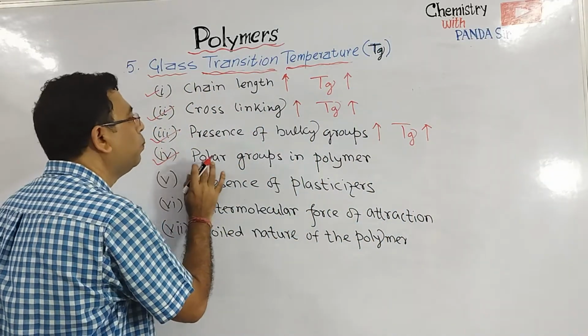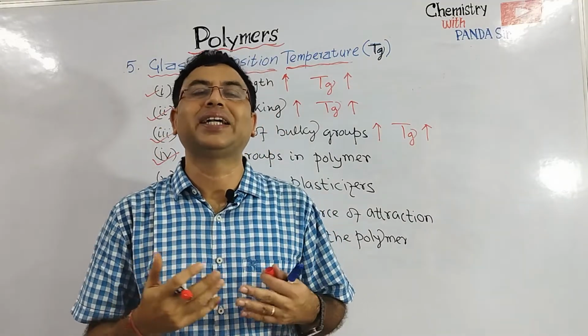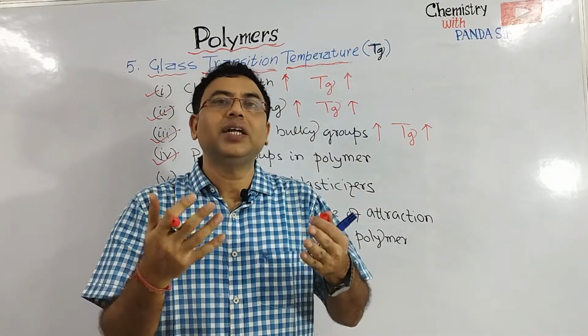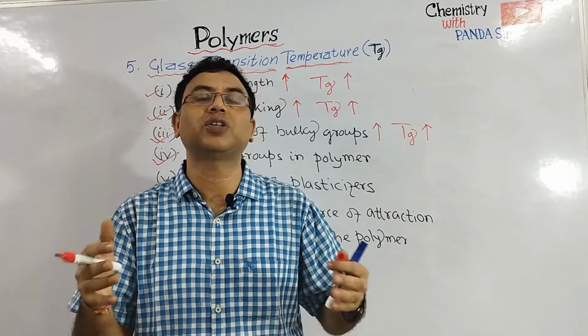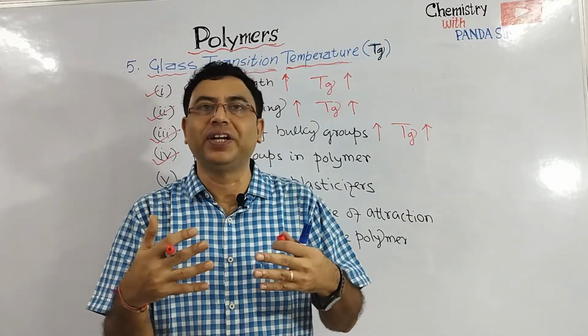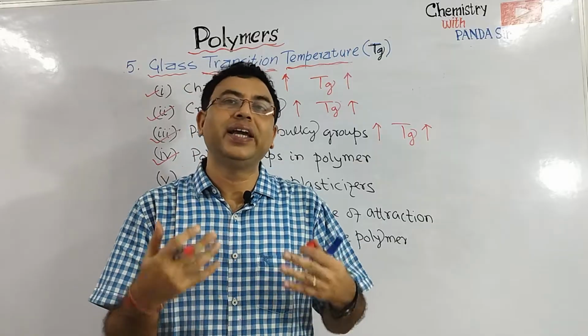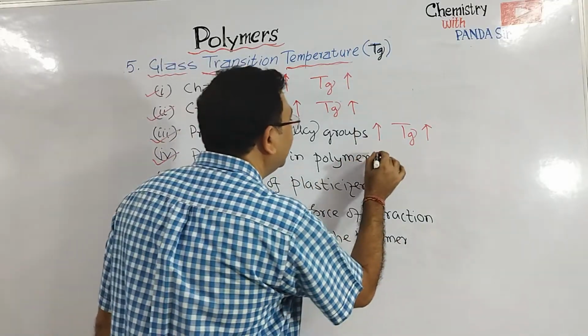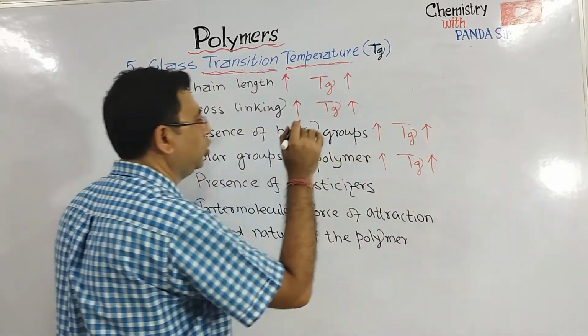Number 4, polar group. Understand that polar groups are always active. Not only active, they will increase the intermolecular force of attraction also. So the higher the polar group, the higher the affinity, the higher the attraction between the polymer chains. So it will again lead to a higher glass transition temperature.